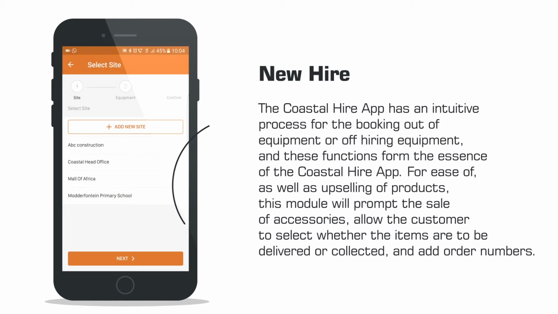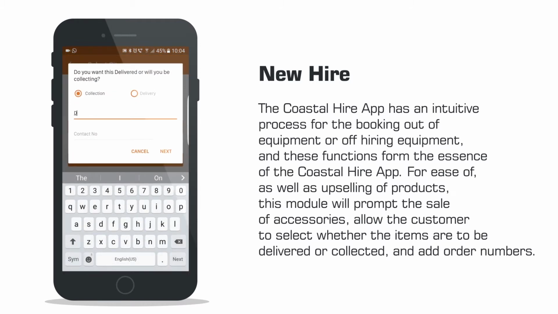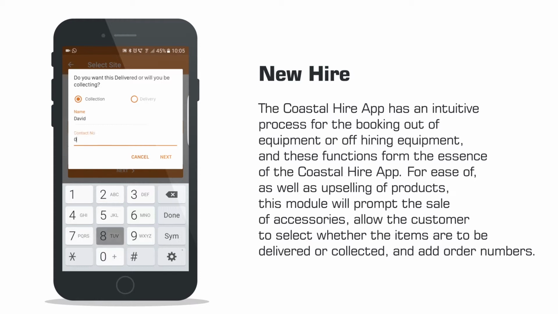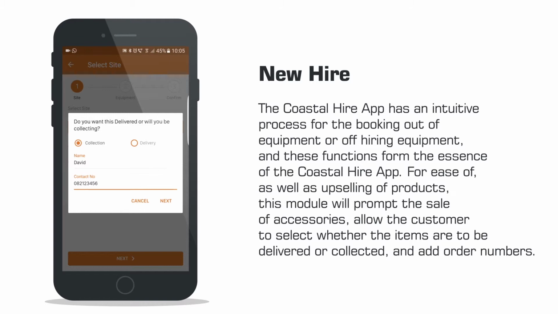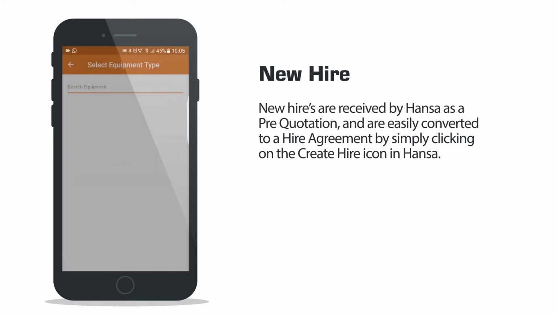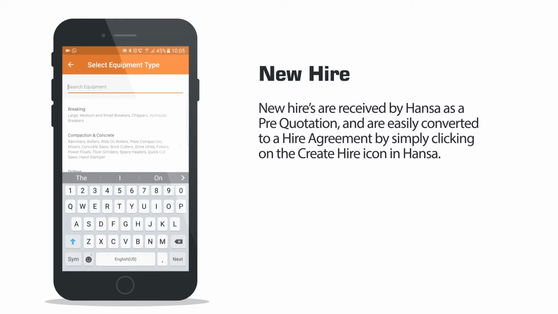The Coastal Hire app has an intuitive process for the booking out of equipment or off-hiring equipment. These functions form the essence of the Coastal Hire app for ease of use as well as upselling of products. This module will prompt the sale of accessories, allow the customer to select whether the items are to be delivered or collected, and add order numbers. New hires are received by Hansa as a pre-quotation and are easily converted to a hire agreement by simply clicking on the Create Hire icon in Hansa.